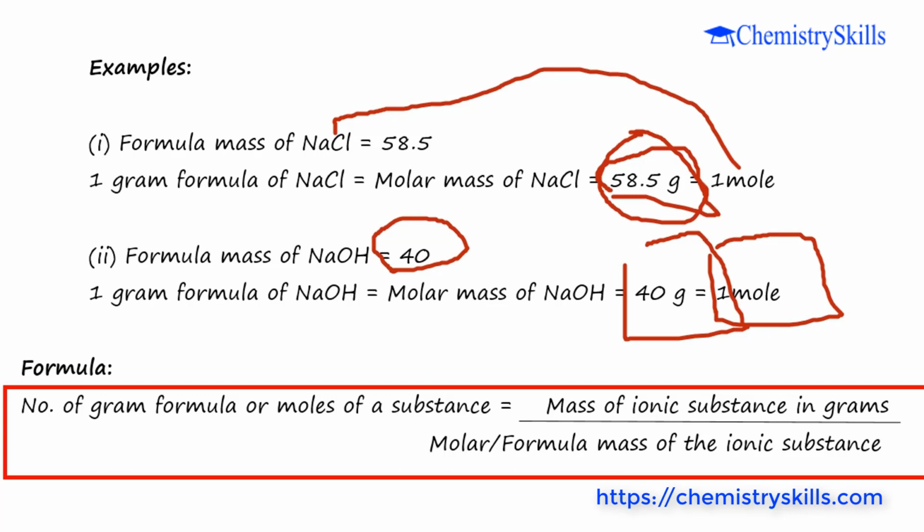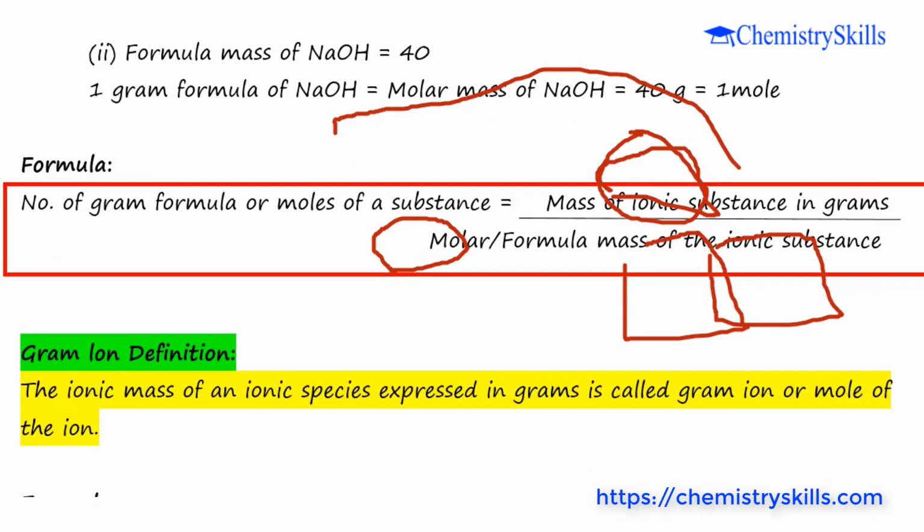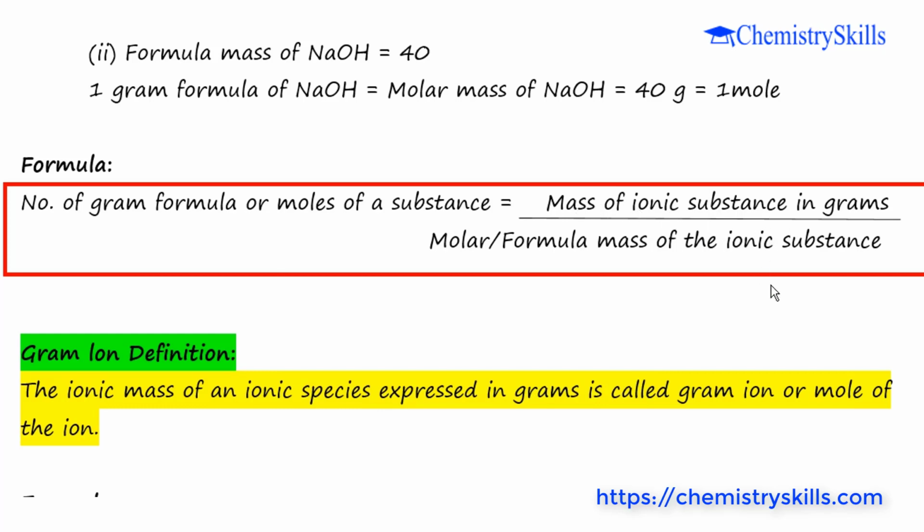Now, if we would like to express it in terms of formula, the mass of the ionic substance in grams over the molar or formula mass of the ionic substance. Let's say we have 120 grams of NaOH. How many moles will be there?